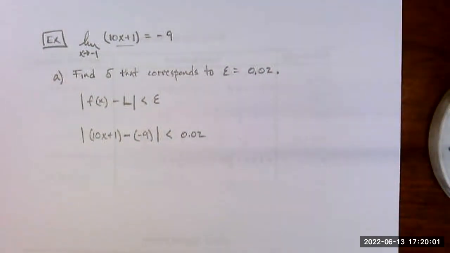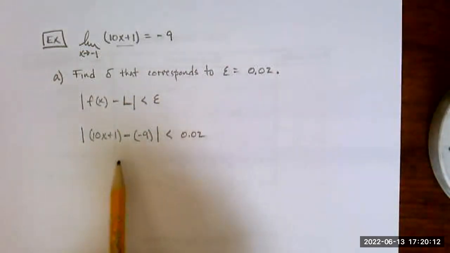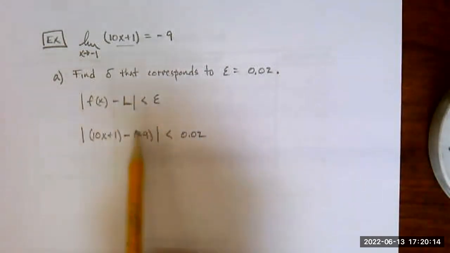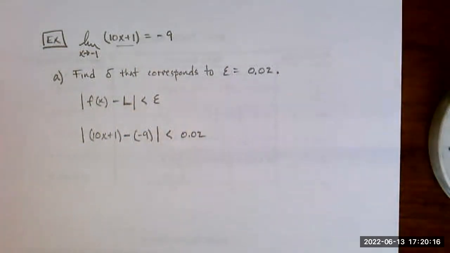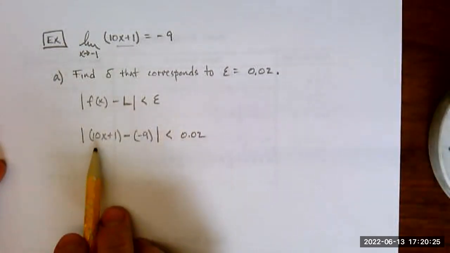Okay. The idea is we're going to clean up what's happening here with our absolute value. We're going to end up factoring something out, dividing, and what is going to appear with the absolute value is going to tell us exactly how close x is going to have to be to -1. Okay, so let's check it out.